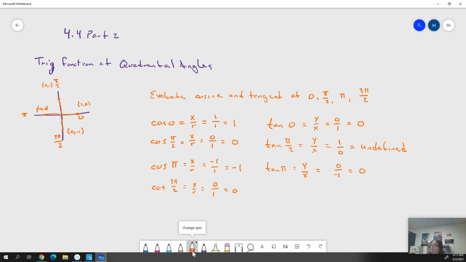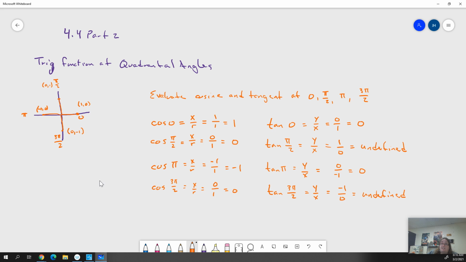So we're getting 0. Tangent of 3 pi over 2 equals y over x, which equals negative 1 over 0, which is undefined.